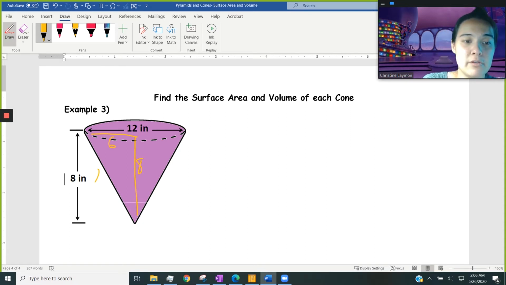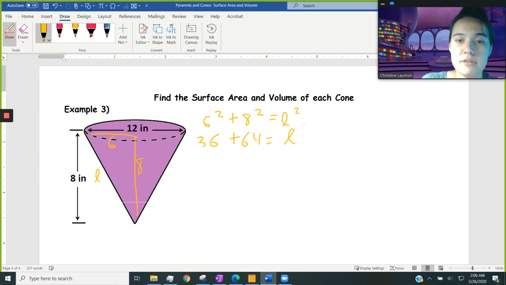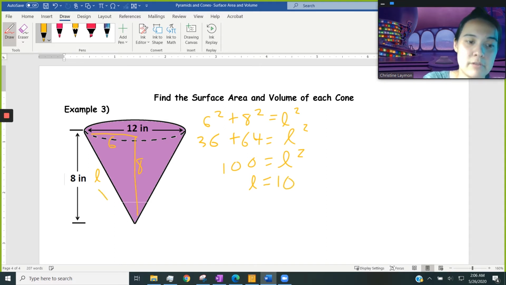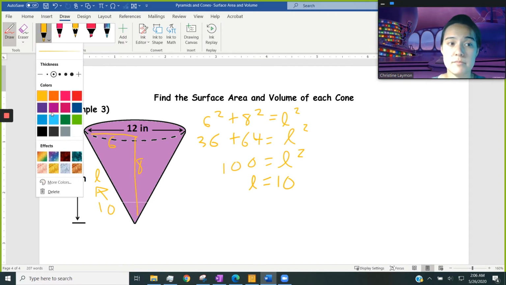So let's just go ahead and call this L. So I have 6 squared plus 8 squared equals L squared. So 36 plus 64 equals L squared. Add them together, I get 100 equals L squared. Therefore, L is 10. So this value right here is 10. Okay, so let's go ahead now and begin plugging this into our formulas.